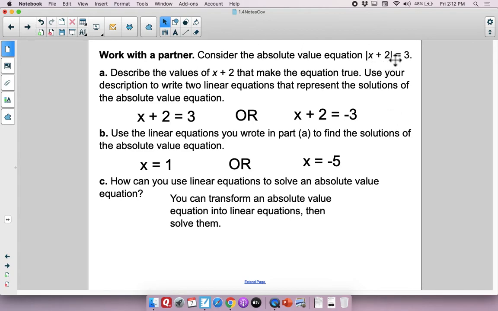Here we had the absolute value of x plus 2 equal to 3. We rewrote it as two linear equations that don't have absolute values. x plus 2 equals 3. x plus 2 equals negative 3. See how those were opposites? It's that simple.